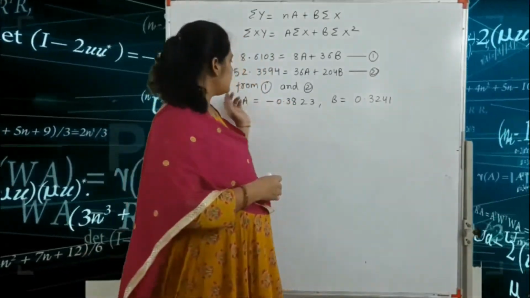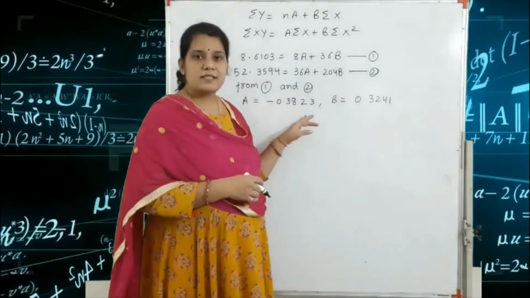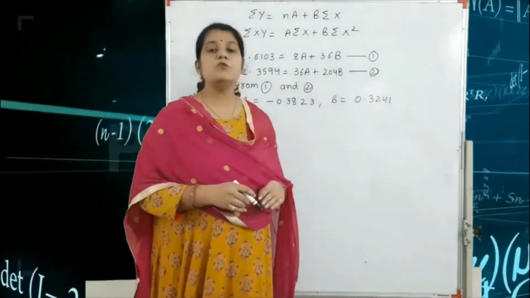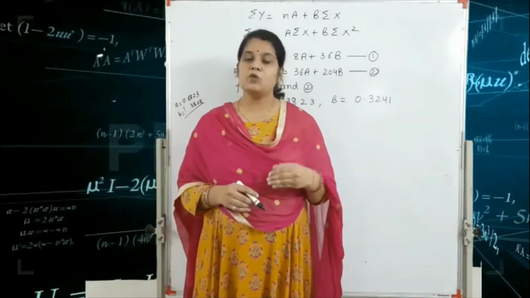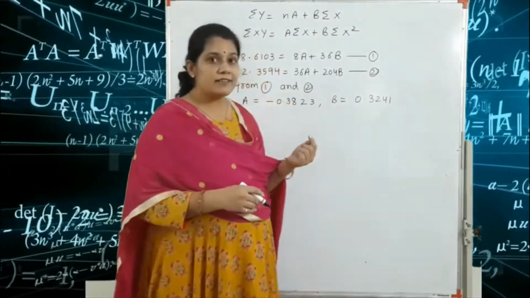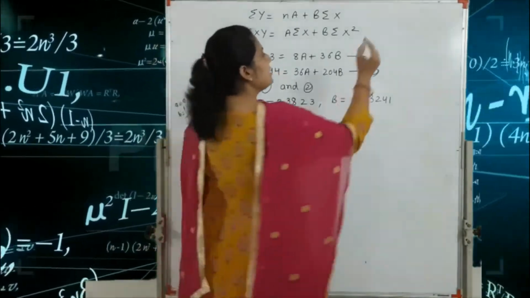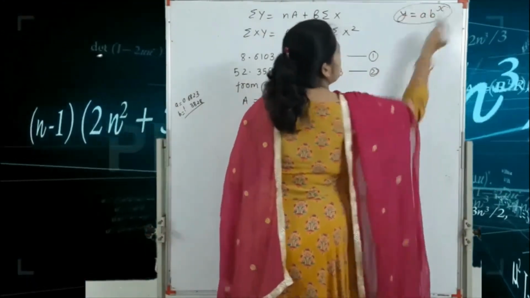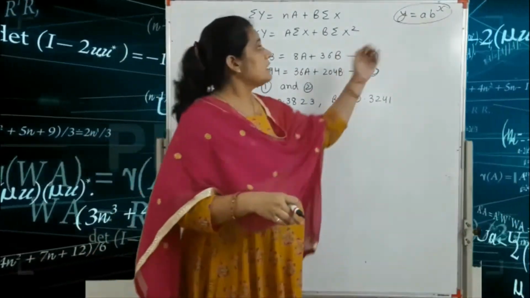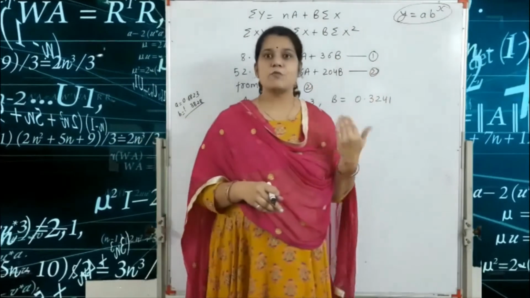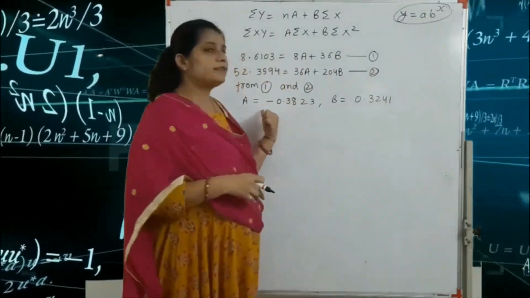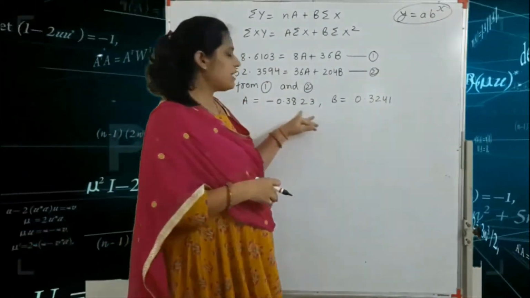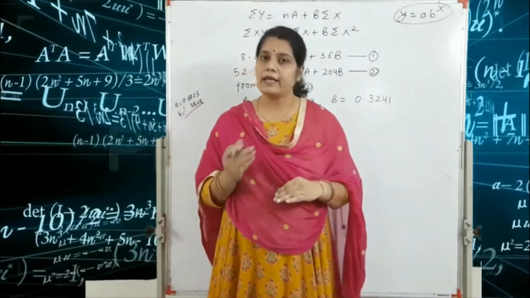So capital A is equal to minus 0.3823 and capital B is equal to 0.3241. But this is not our final answer because our question gave y is equal to a b raised to the power x. So we need the value of small a and small b, but here we get the value of capital A and capital B. So we convert these values into small a and small b.